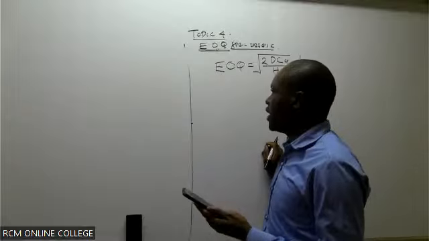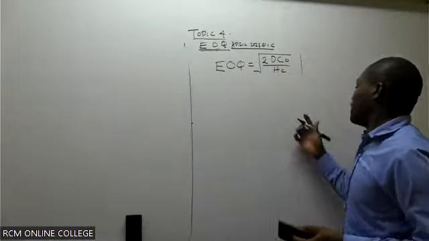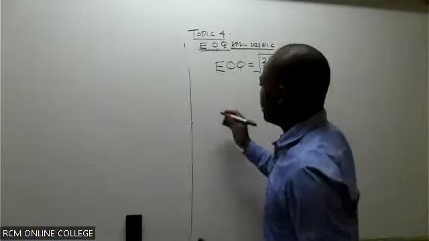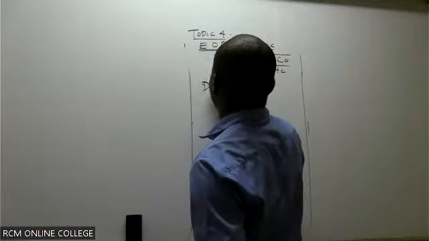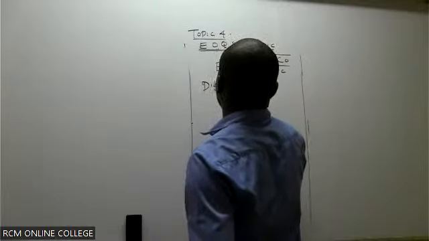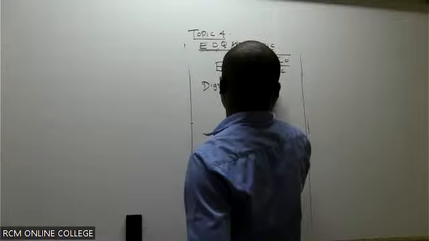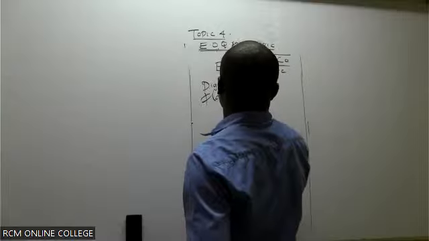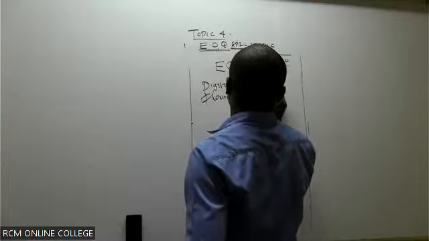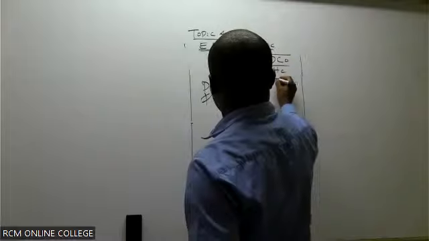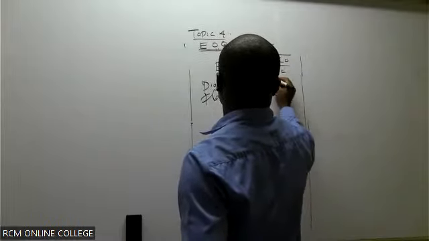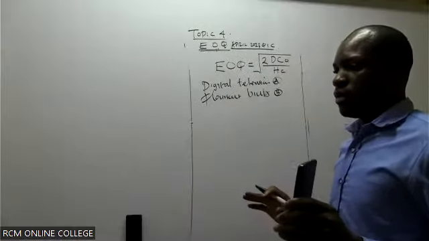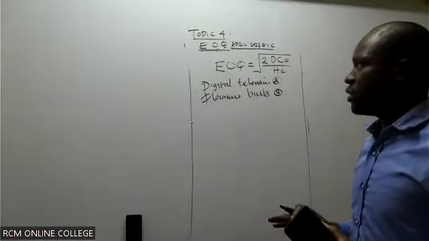Now, you know what these people are actually trying to test here? We have two items here. We have digital television, we have fluorescent bulbs, is it? Now, we have A, we have B. Economic order quantity. Are we not having the question?